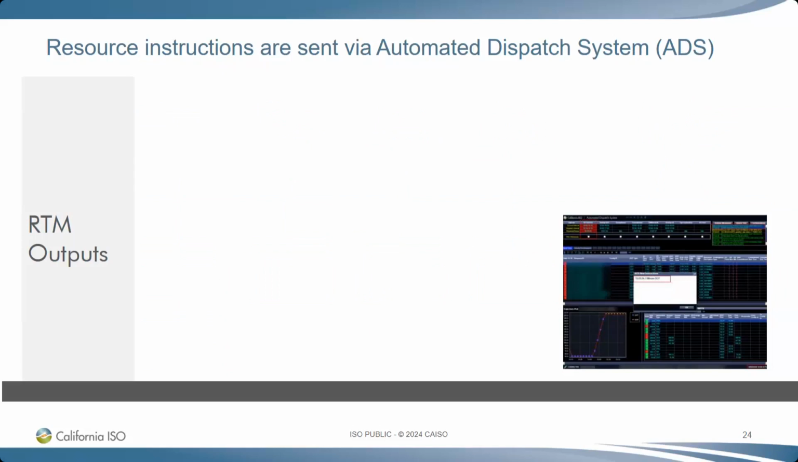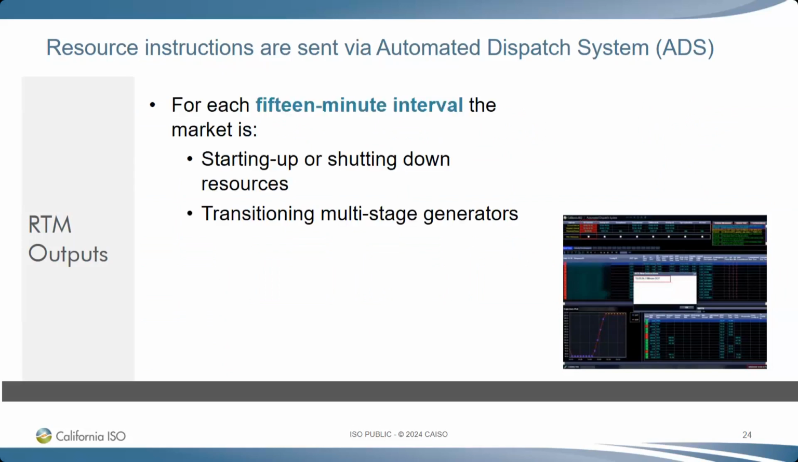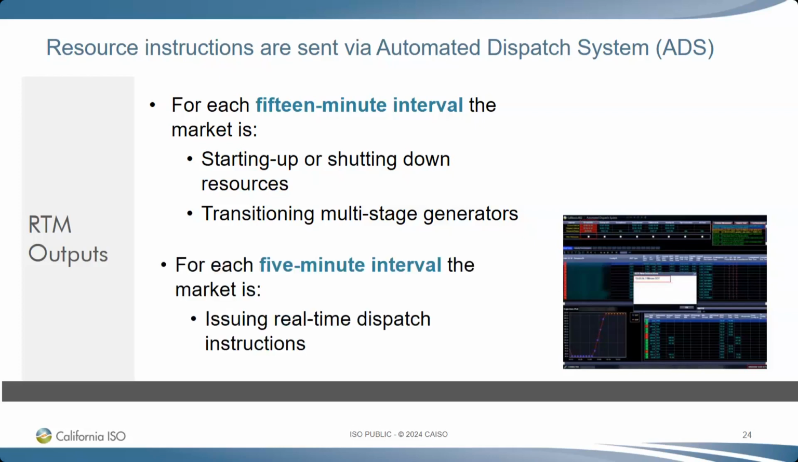Resources and instructions are sent out via ADS. And so we have those again for each 15-minute interval. That's when the dispatch operating points are being sent out, along with the instructions for starting up, shutting down, or transitioning your unit, depending on what kind of resource it is. So again, the transitioning for the multi-stage generators, but those are instructions to get you prepared. But then that optimization happens again every 5 minutes, and that's when you're getting these real-time dispatch instructions.